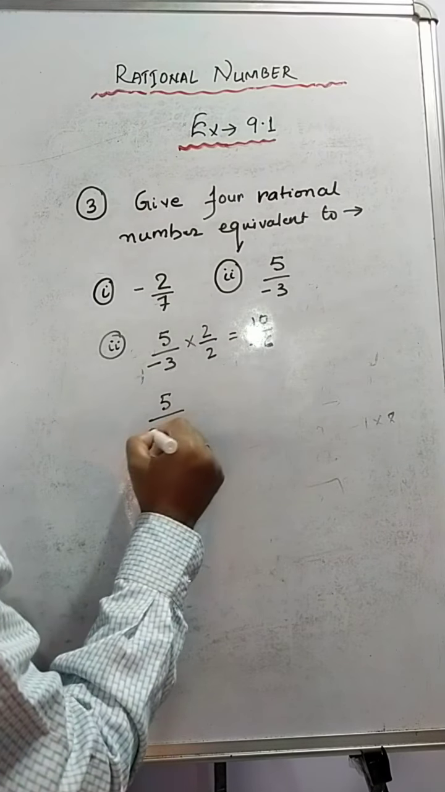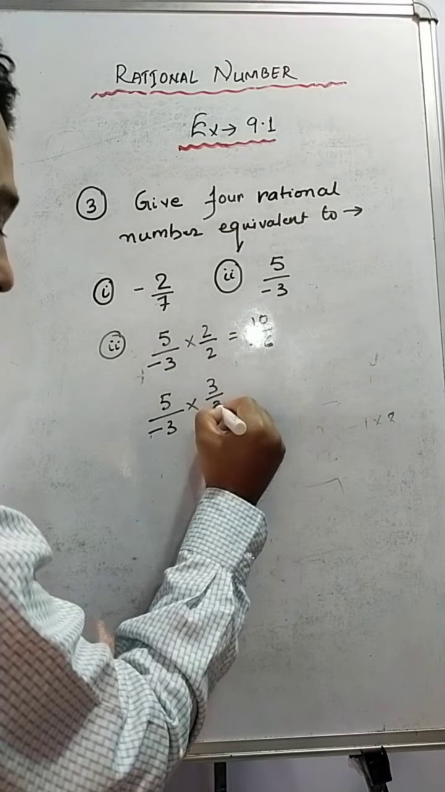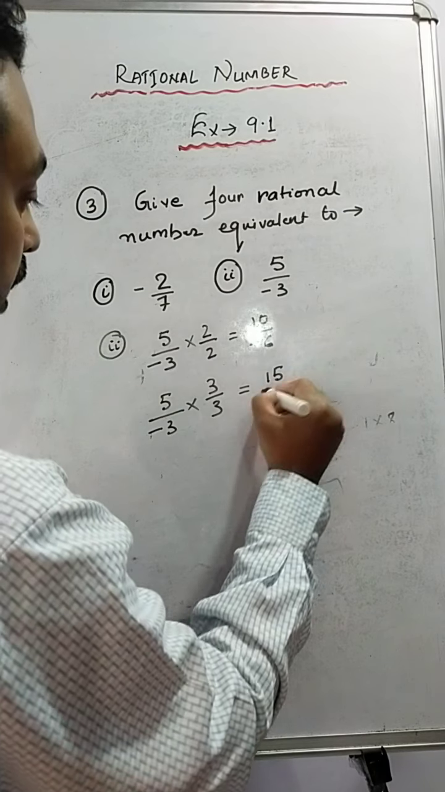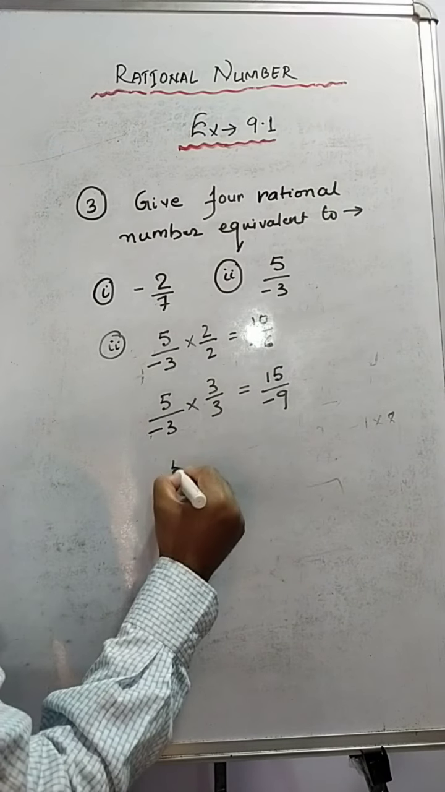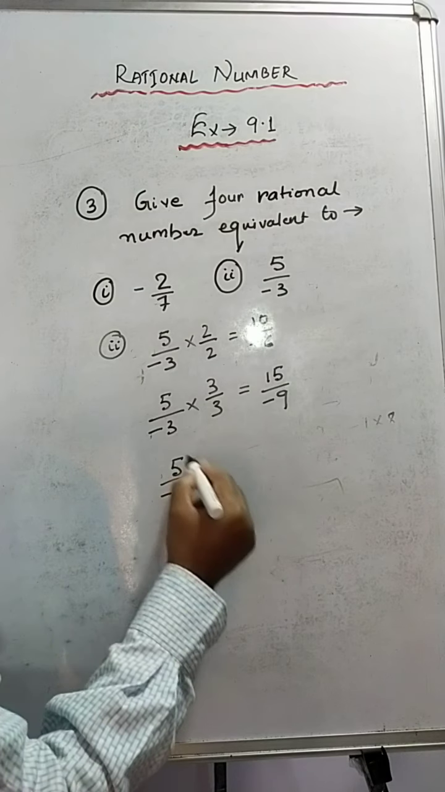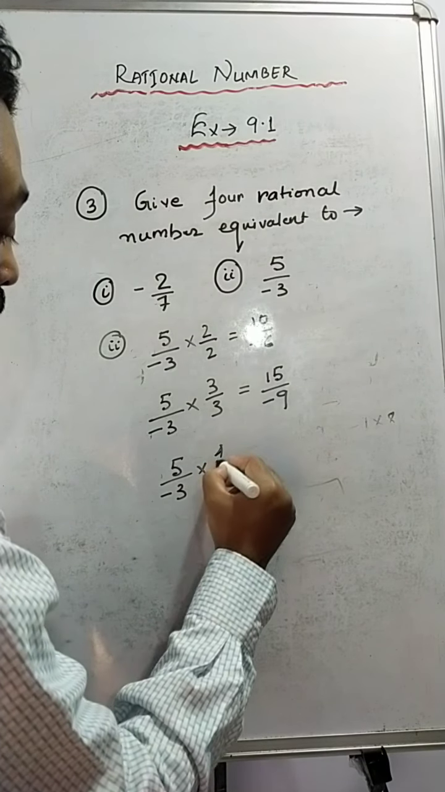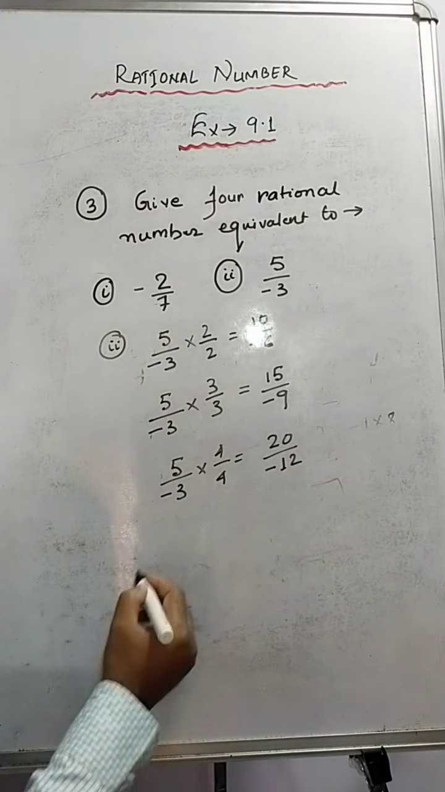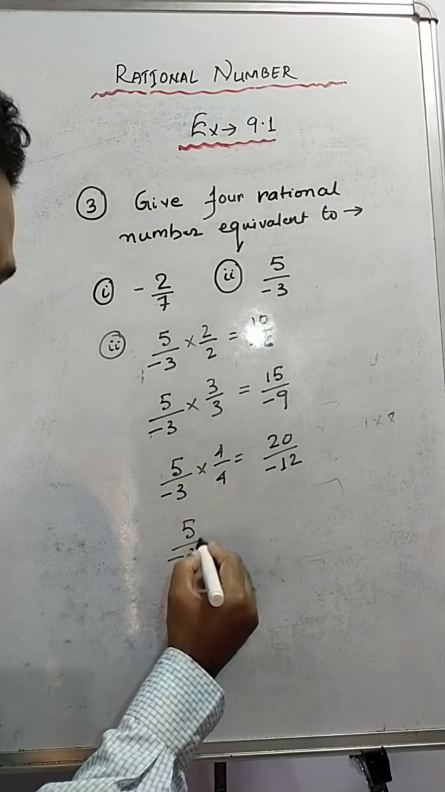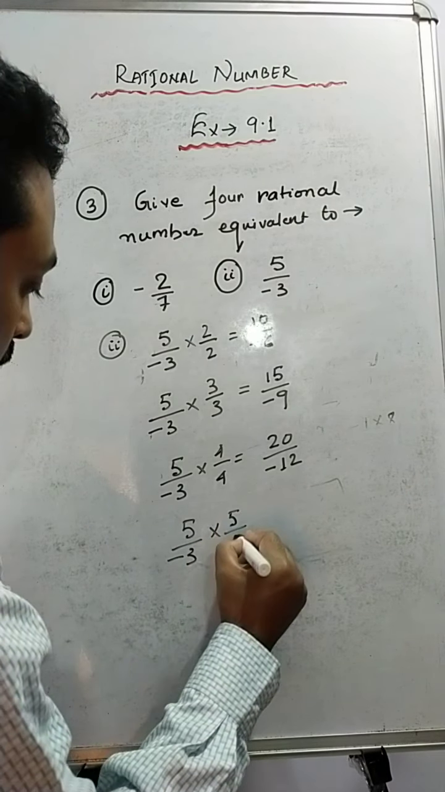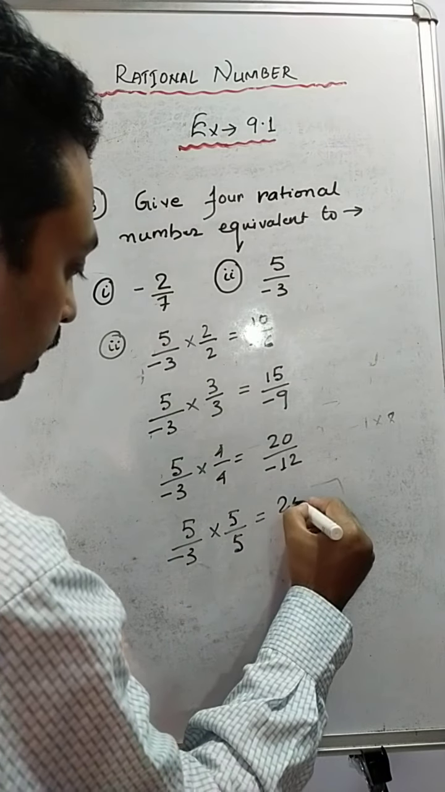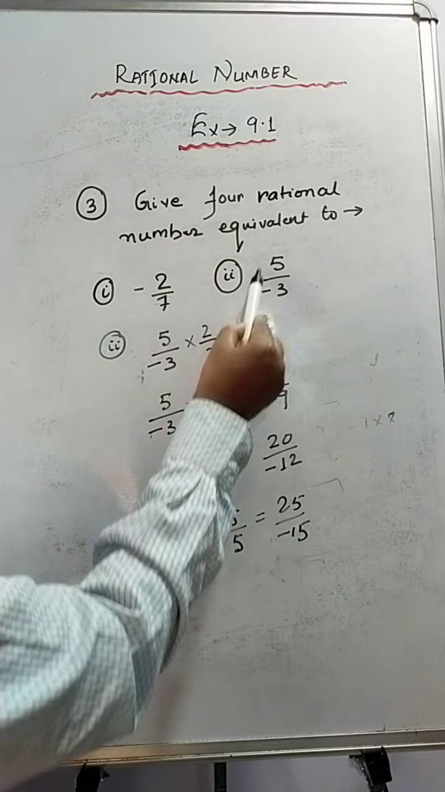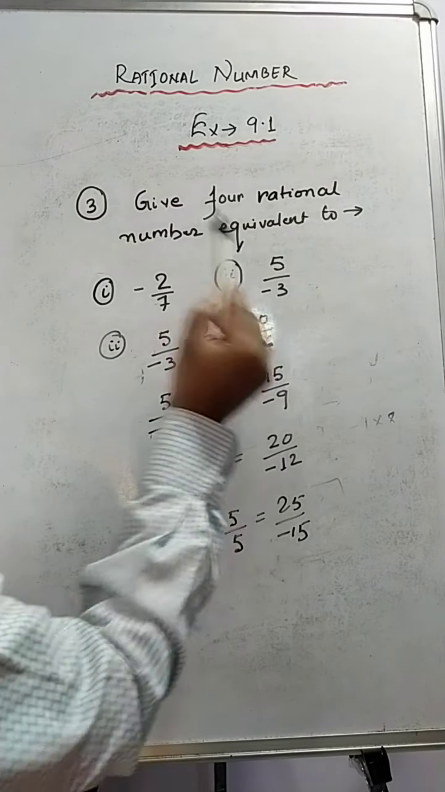So for 5 by minus 3, the next rational number would be, you have to multiply both the numerator and the denominator by 3. That would be 15 upon minus 9. The next rational number, you have to multiply with 4. That means 20 upon minus 12. And then 5 by minus 3 multiplied by 5 upon 5. That will give you 25 upon minus 15. So these are all the equivalent fractions to this rational number, that is 5 by minus 3.